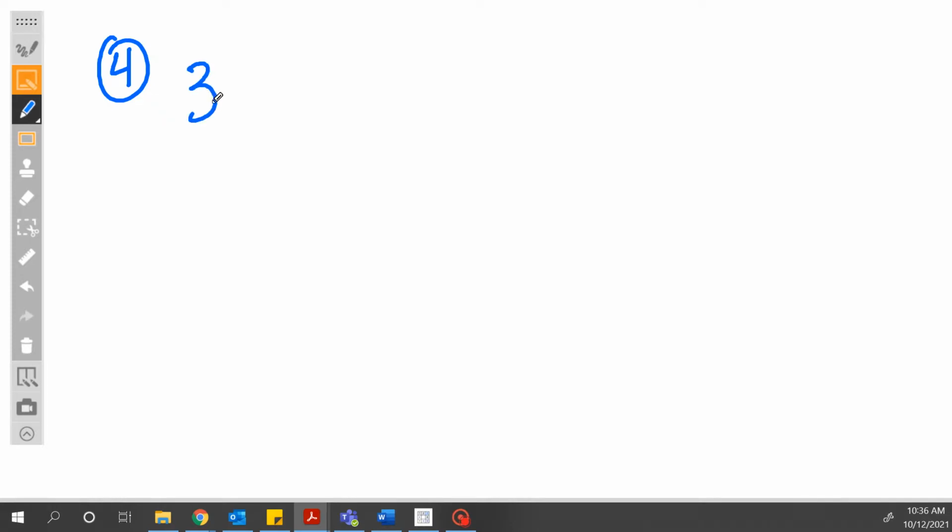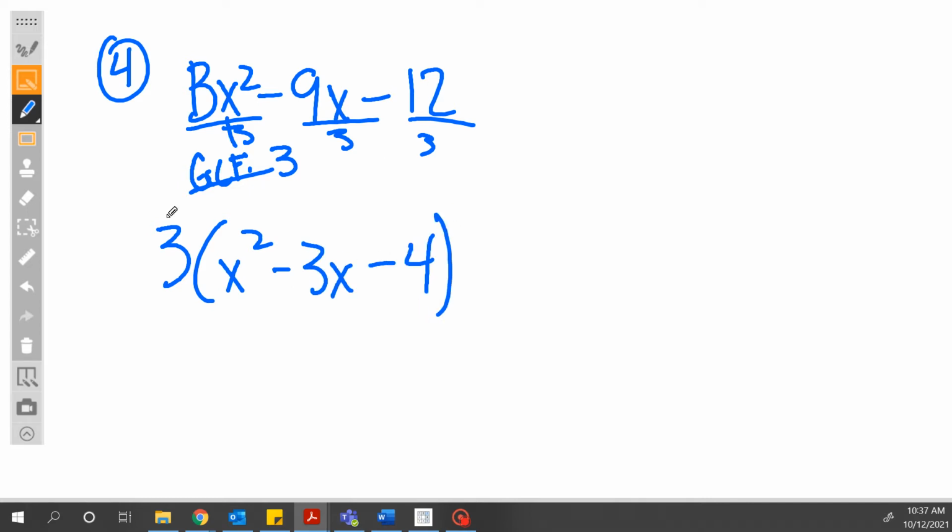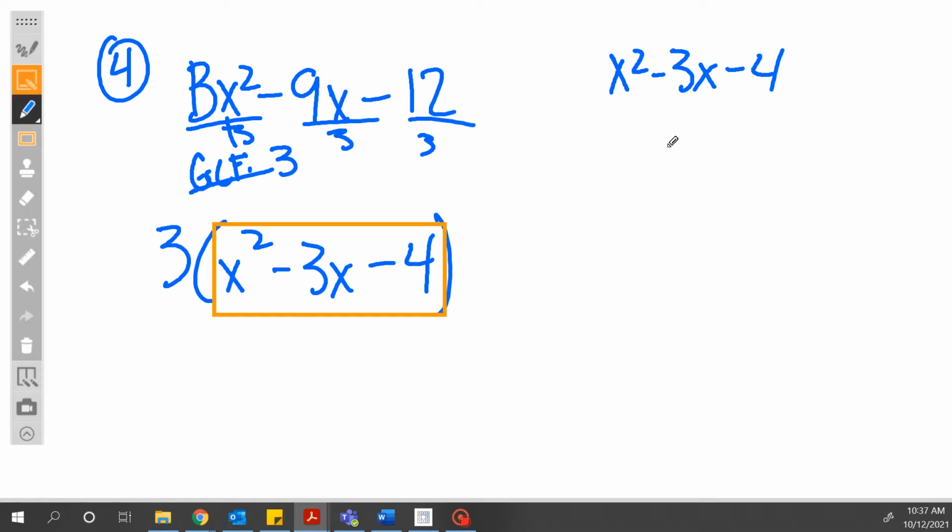Number 4, 3x squared minus 9x minus 12. All right, first term is positive, that's great. However, these do have a GCF, so I'm going to have to factor out the GCF, which for all three of these is 3. So let's factor out the 3 from each of these. So 3 out of 3, x squared, minus 3x, minus 4. And then I can factor the quadratic remaining in the parentheses, which is x squared minus 3x minus 4.